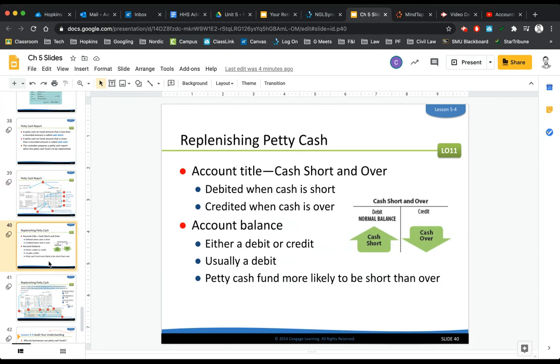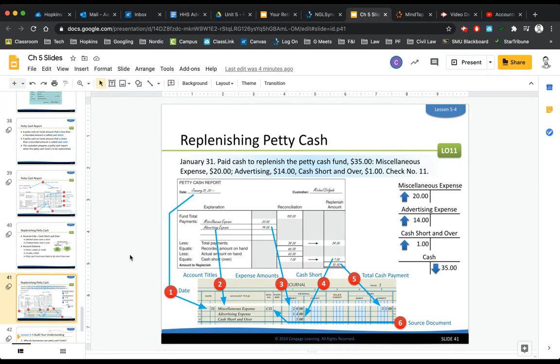So that's the transaction you're going to make at the end of the month: replenishing petty cash, and how you actually use this petty cash report to journalize the transactions. I'll show you in Cengage MindTap how to walk through this.